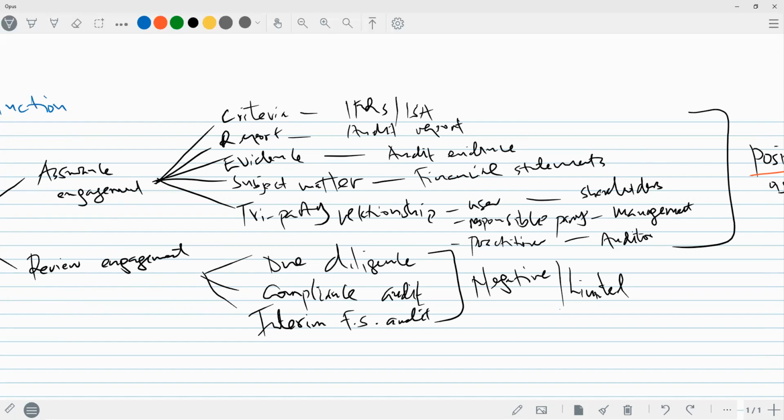In the case of an assurance engagement, if you meant to carry out 10 procedures but you carry out 8 procedures, then that's not an assurance engagement. It is a review engagement.